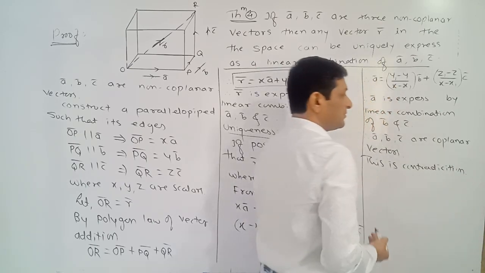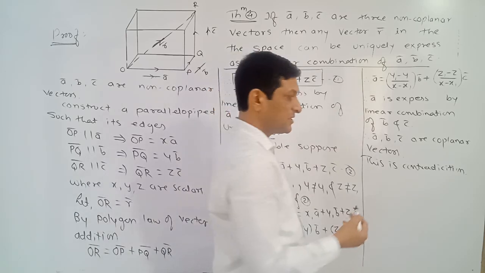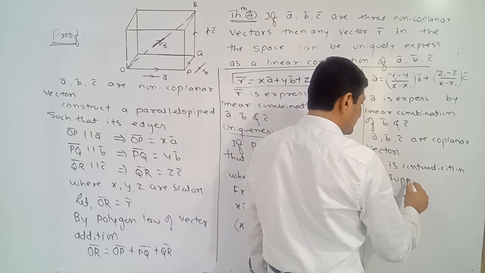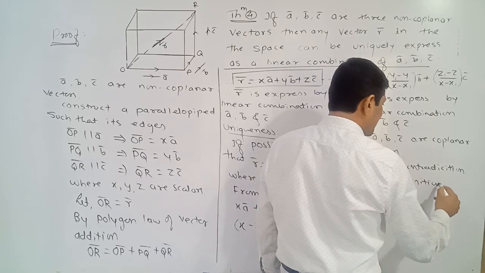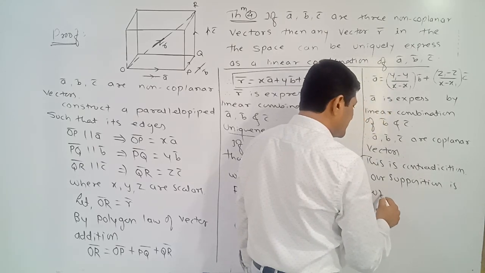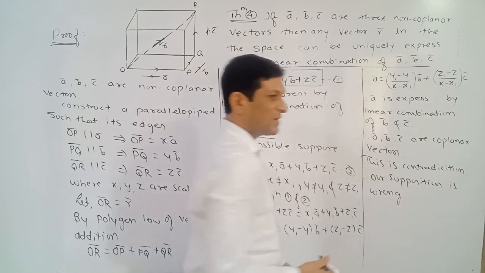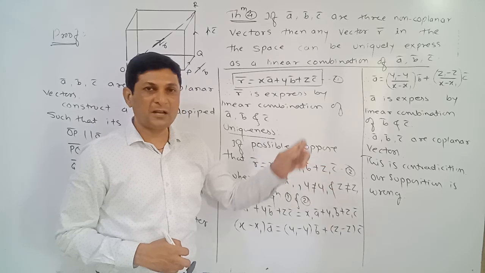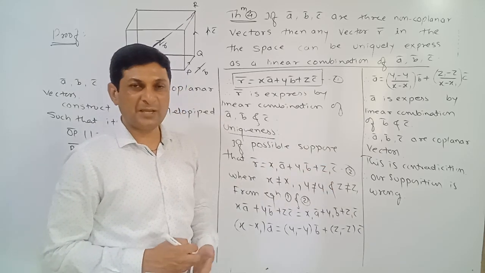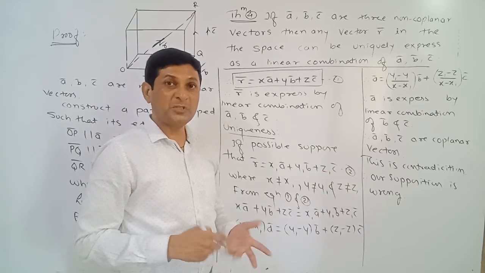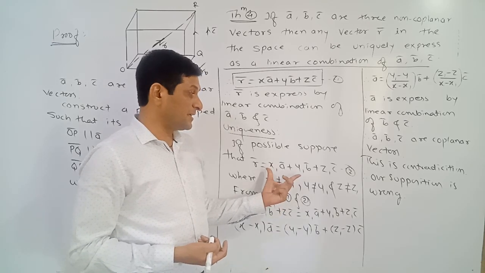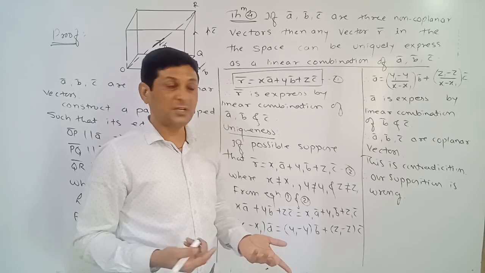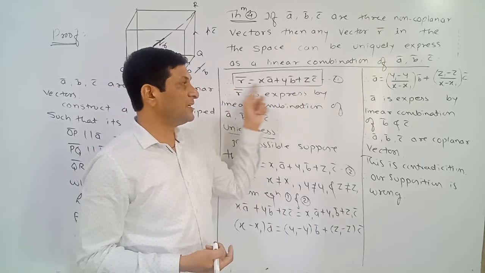Why is it a contradiction? Because it does not satisfy the given condition. That's why we can say that our supposition is wrong. And what is our supposition here? If we observe, our supposition is that R bar is expressed by another linear combination of A bar, B bar and C bar, which is wrong. So what is right? If R bar cannot be expressed by any other linear combination, then R bar is unique. It can only be expressed in this form.